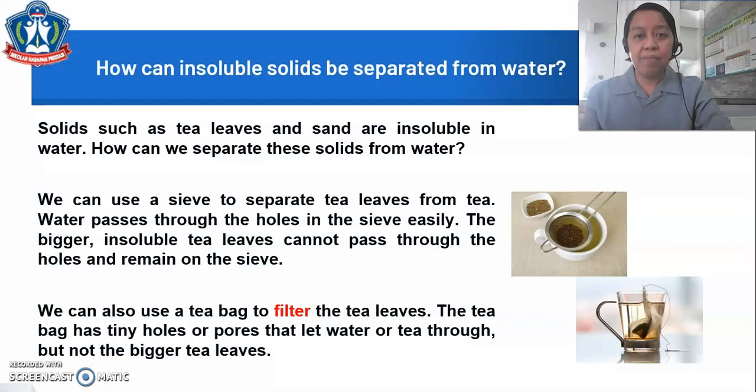Solids such as tea leaves and sand are insoluble in water. How can we separate these solids from water? We can use a sieve to separate tea leaves from tea. Water passes through the holes in the sieve easily. The bigger, insoluble tea leaves cannot pass through the holes and remain on the sieve. We can also use a tea bag to filter the tea leaves. The tea bag has tiny holes or pores that let water or tea through, but not the bigger tea leaves. Have you tried this one, children?